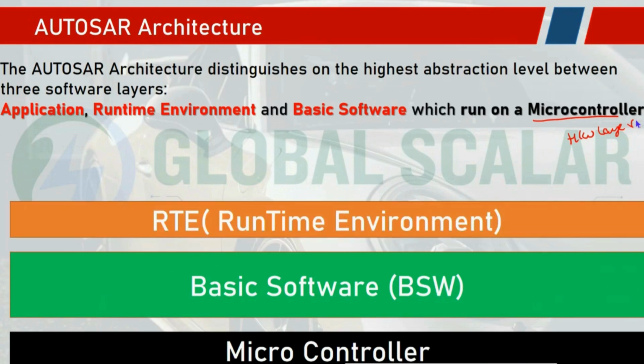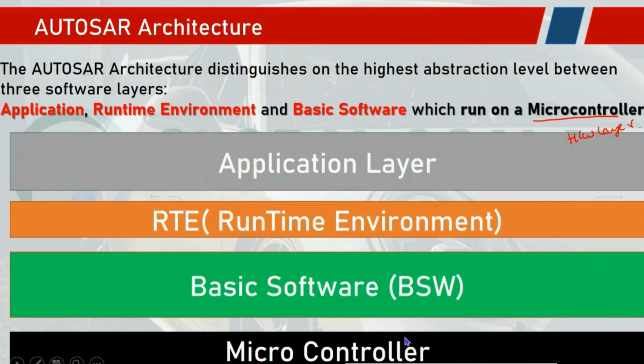Next, we have the RTE. It acts as the communication between the application layer and the underlying BSW and microcontroller layer. And the application contains the software functions such as control algorithms and vehicle specific features. So these are the major Autosar architecture layers.